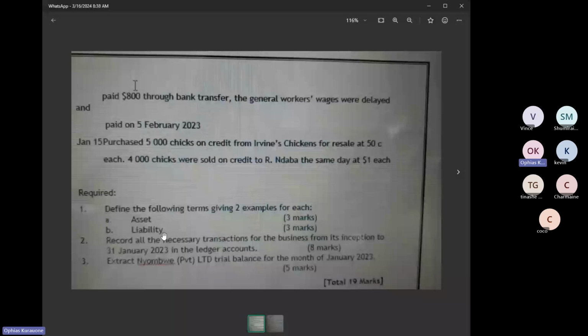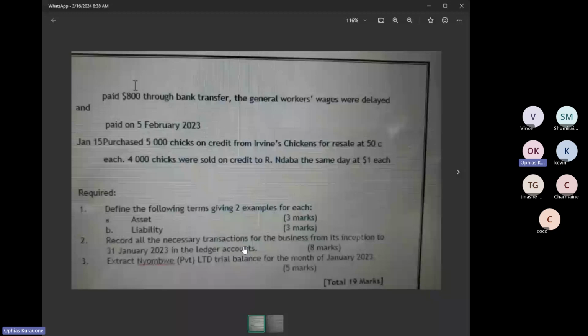Liabilities, we've got an obligation to settle. That is, we have got owing. It's a result of past events. We've got a liability to pay the amount we are owing. Examples of liabilities are bank loan, bank overdraft, creditors, accrued expenses. These are some of the liabilities.